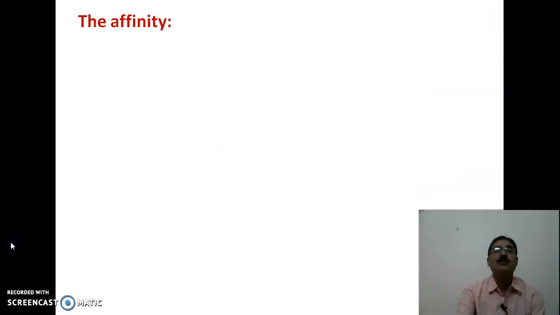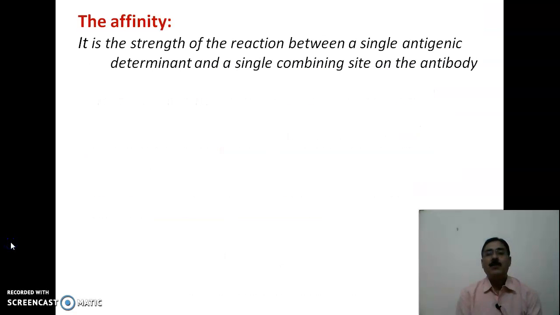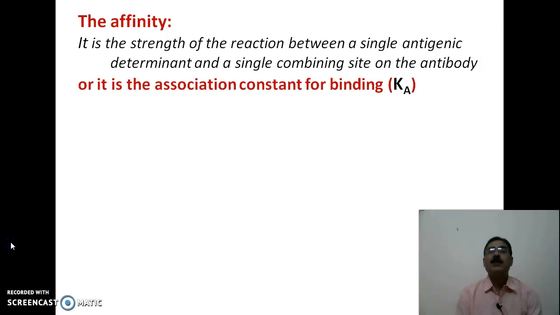Now the affinity. What is the affinity? It is the strength of the reaction between a single antigenic determinant, that is the epitope, and a single combining site on the antibody. It means the reaction between the epitope and the paratope, or it is the association constant of binding, which can be depicted as Ka. So Ka is K1 upon K2.